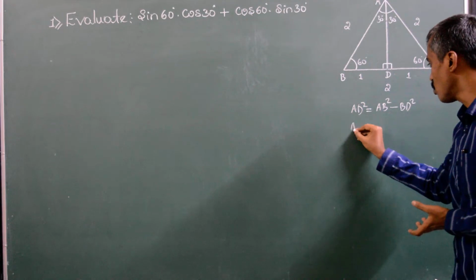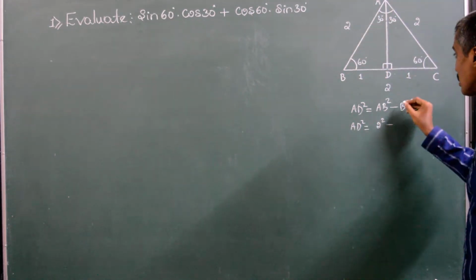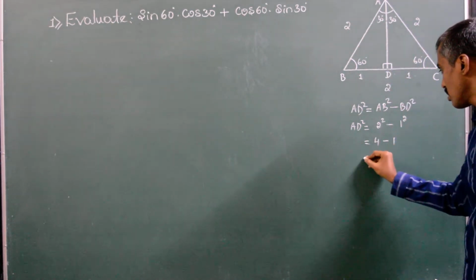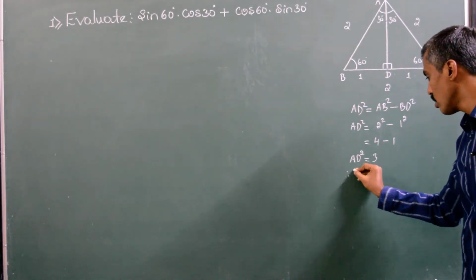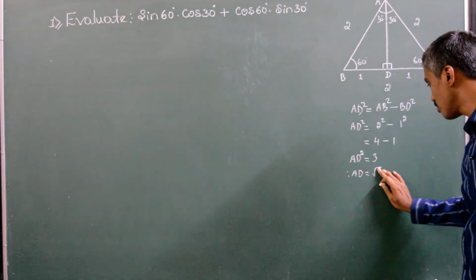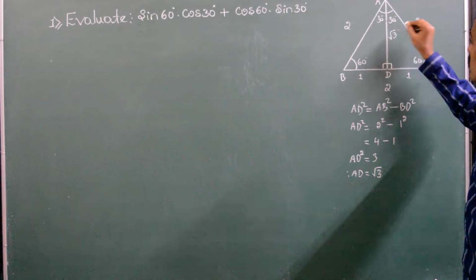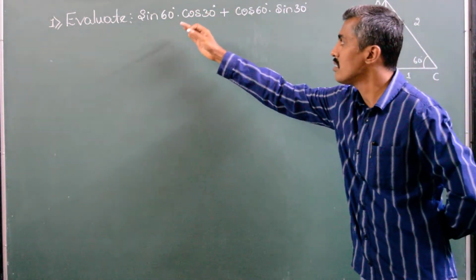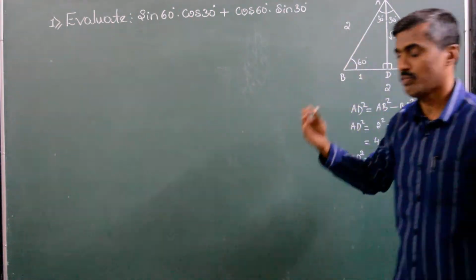AD square is equal to AB square, which is 2 square, minus BD square, which is 1 square, that equals 4 minus 1, so that is 3. This is the length of AD square. So therefore AD is equal to root 3 units. Therefore AD becomes root 3. Now by using this figure we can solve the problems which contain 30 degree and 60 degree. Okay. Now we move on to the first problem.